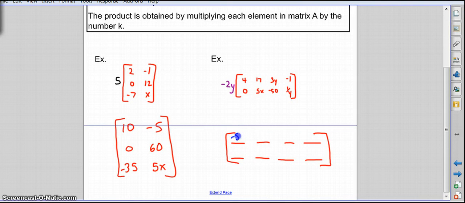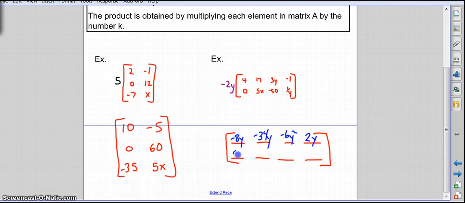Negative 8y. Negative 34y. Negative 6y times y, which is y squared. So let me get back to my blue. Y squared. Negative 2y times negative 1 is a positive 2y.